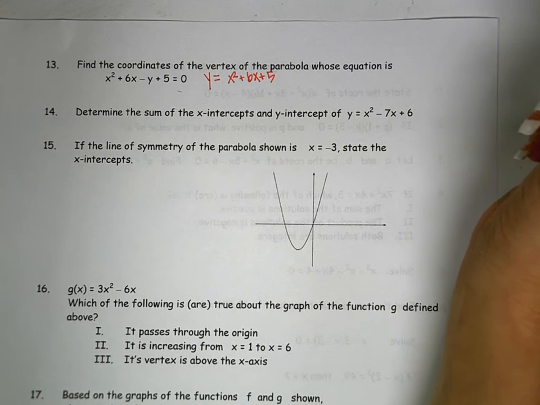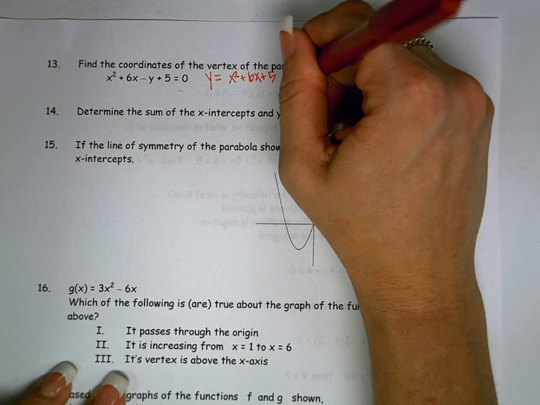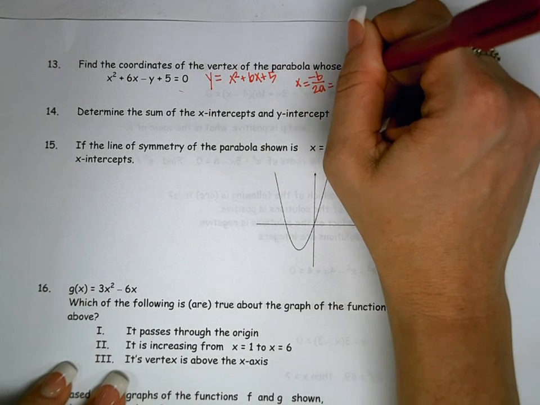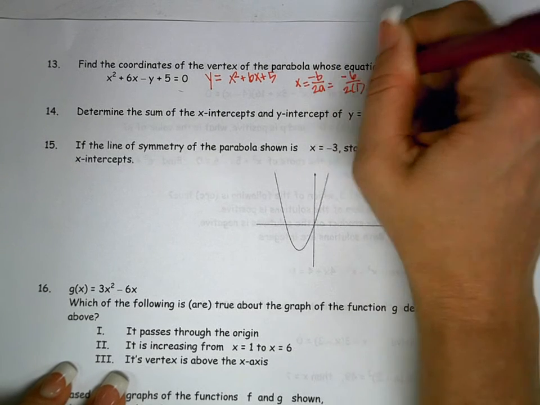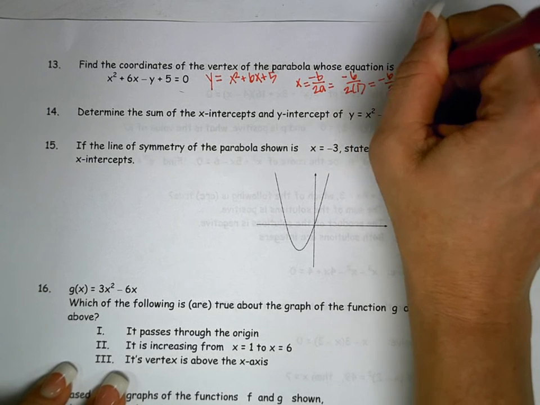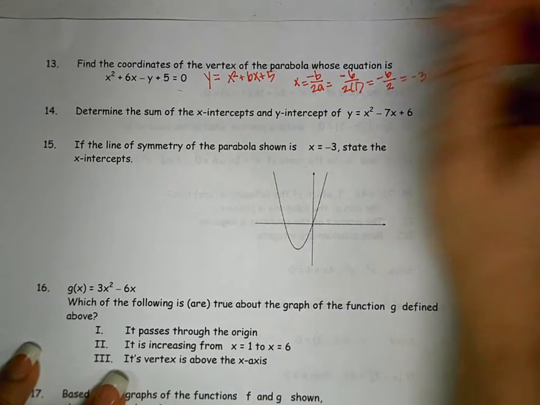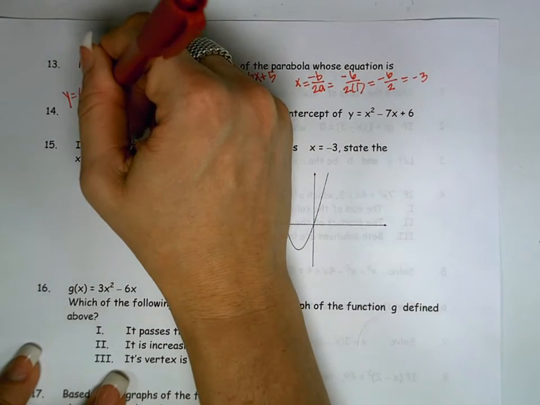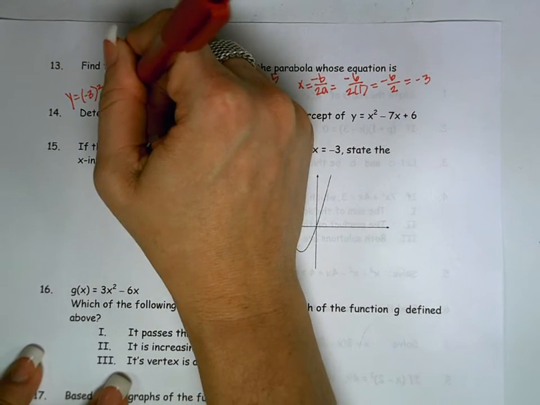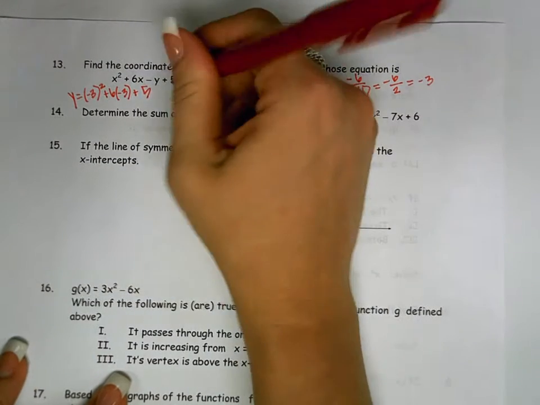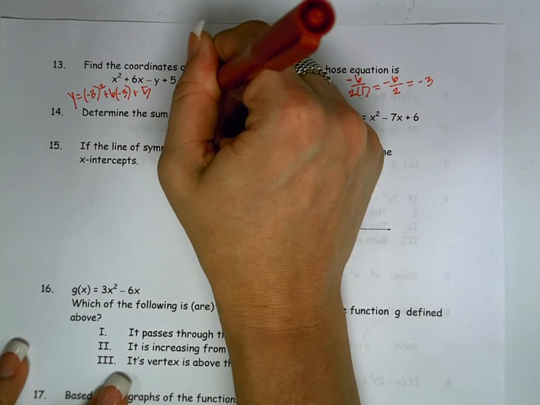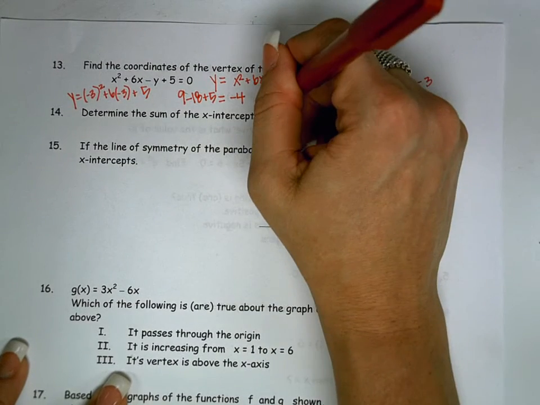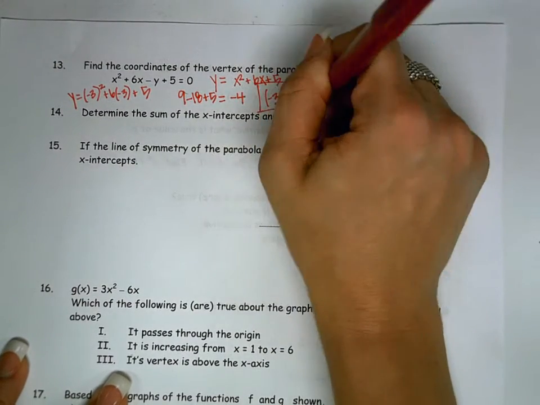So all you have to do on this one is do negative b over 2a. The x coordinate is x equals negative b over 2a. If I substitute in, that's negative 6 over 2 times 1, so negative 6 over 2 gives you an x coordinate of negative 3. Plug in for y: y equals negative 3 squared plus 6 times negative 3 plus 5. That's going to leave us with 9 minus 18 plus 5, and if you work that out correctly, we get negative 4. So the coordinates will be negative 3, negative 4.